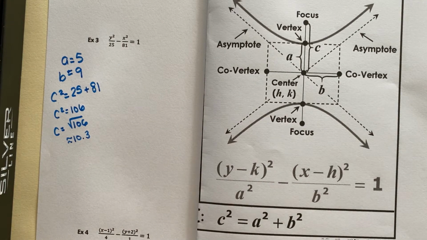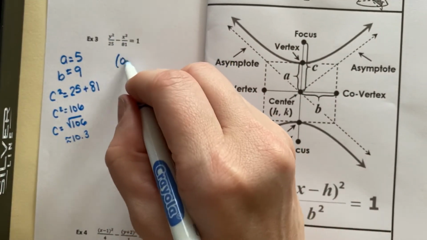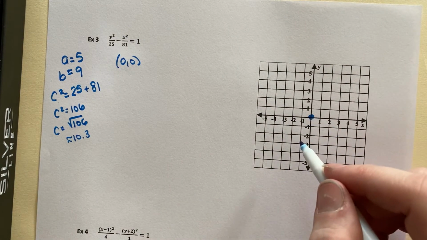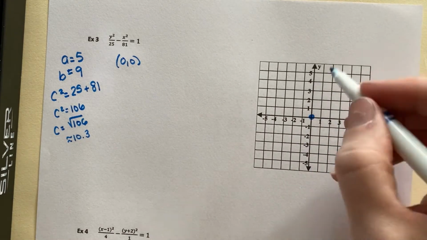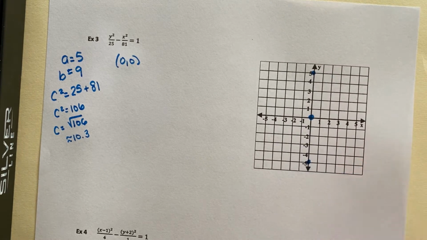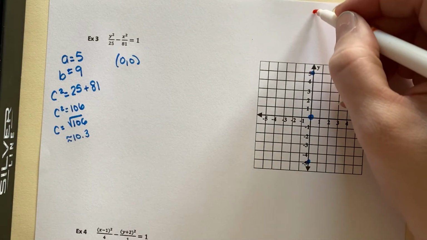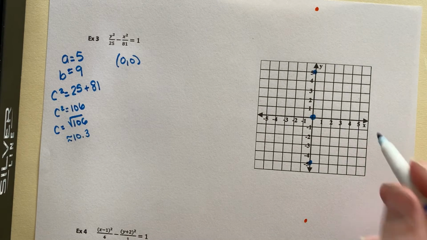Okay, so now I think I have pretty much everything. So let's start with the center. Center, nothing added or subtracted. So center is still at 0, 0. A is our vertex. So if A is 5, we're going to plot some points up at 5 and down at negative 5. Our focus is C. C is about 10.3, so that's way up here, way down here. And then the co-vertex is at B, which is at 9.